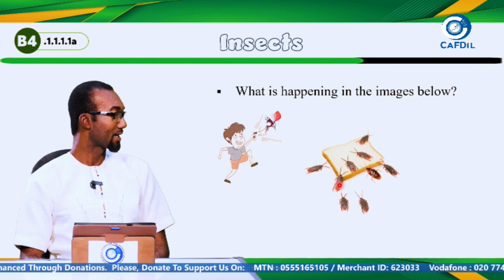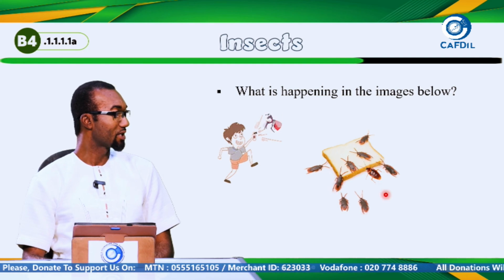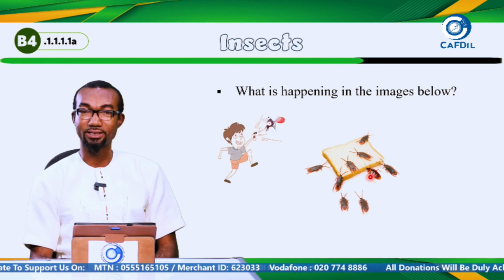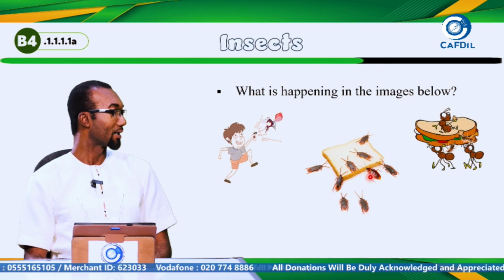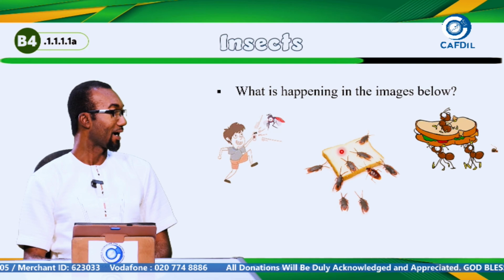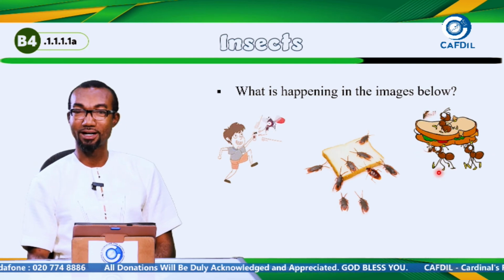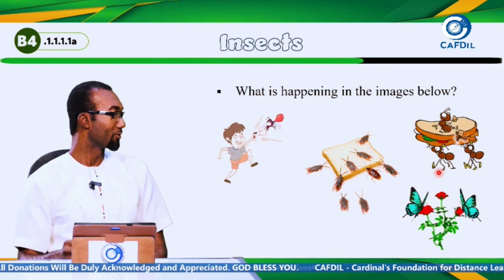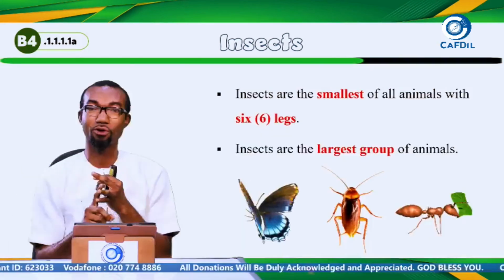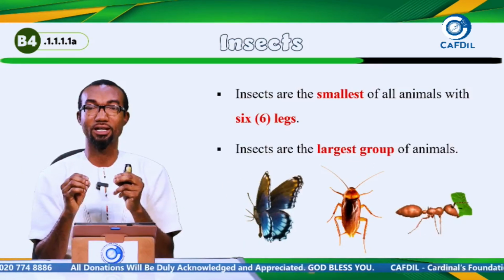Let's look at the second image. We see these cockroaches here feasting on the bread. I hope you have seen this image before at home. If you look at this one too, the ant here is enjoying the bread as the rest are carrying the bread away. I know you have seen this too in your homes before. If you look at this too, you see this butterfly.